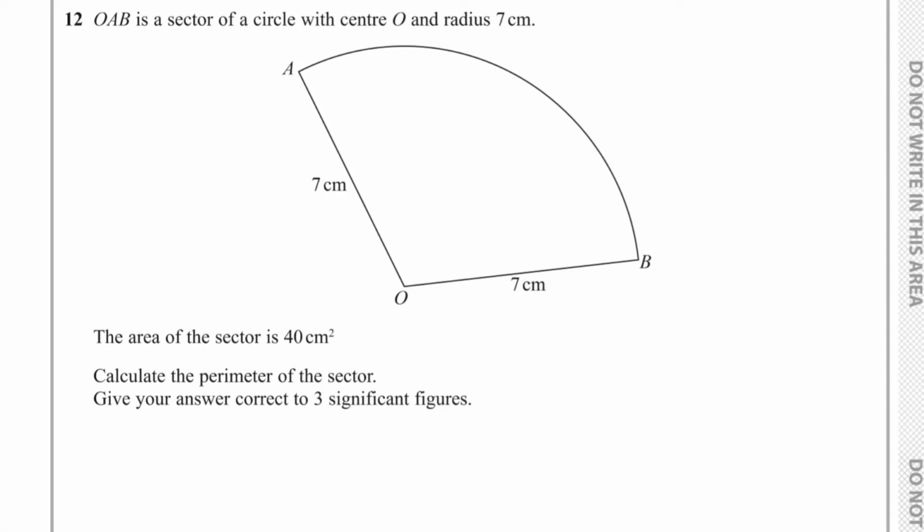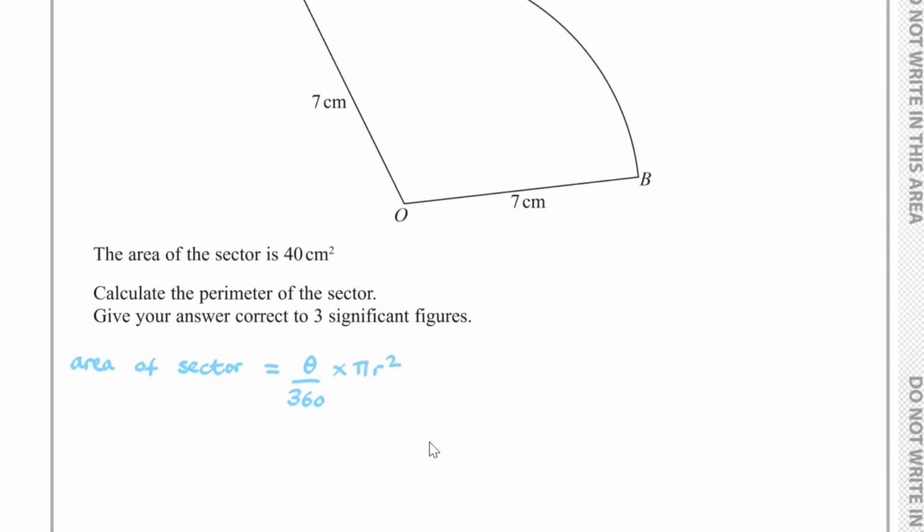Question number 12. OAB is a sector of a circle with centre O and radius 7 cm. The area of the sector is 40 cm squared. We have to calculate the perimeter of the sector. Give your answer correct to 3 significant figures. So first of all, you need to recognise that the area of a sector is given by theta, the angle, divided by 360, multiplied by pi r squared.